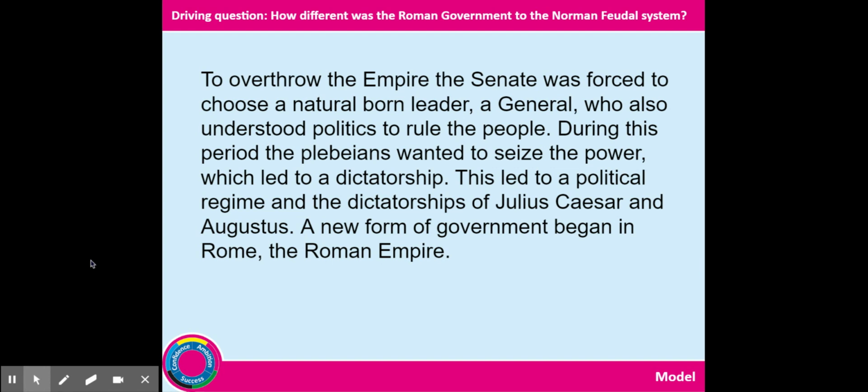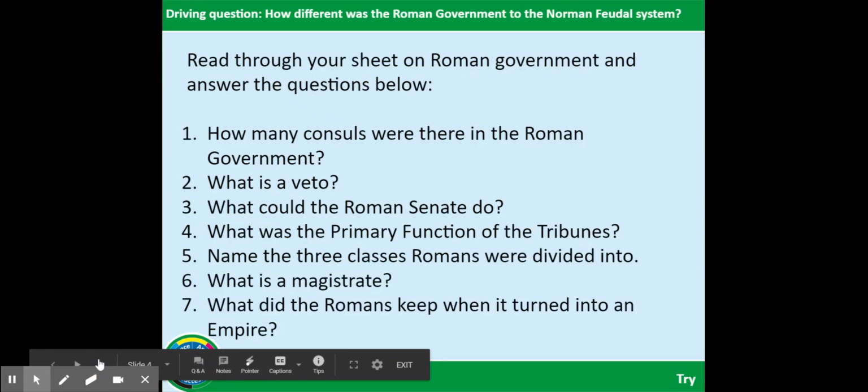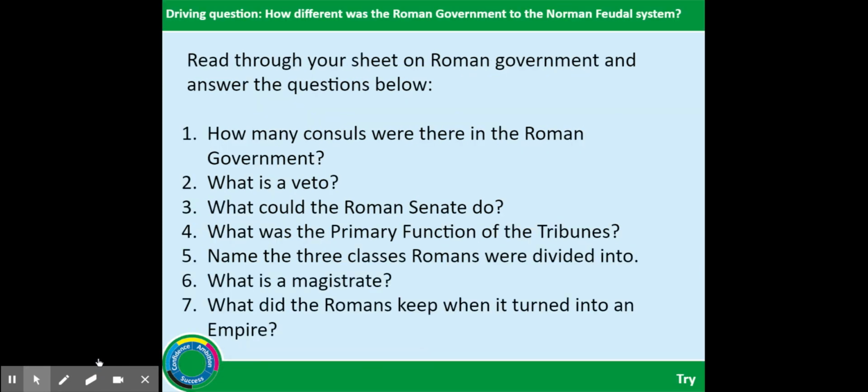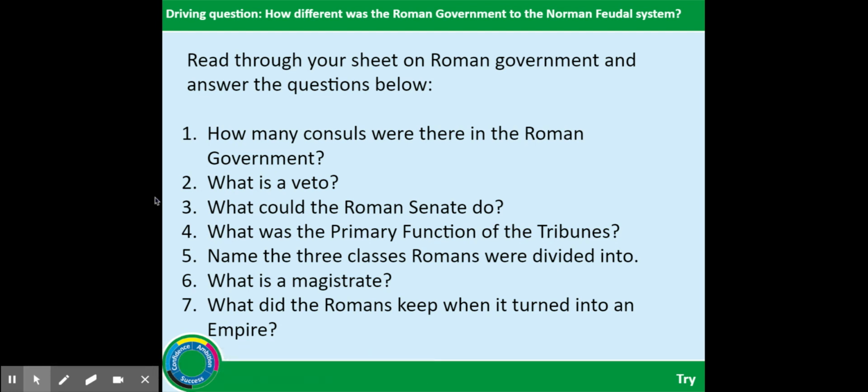Now, in the material resources part of this lesson, there is a Google Slides document on Romans. Read this and then go to the tasks. There you will find Task 1. Task 1 looks like the questions you see here. Answer those questions on the sheet. So read the sheet on resources based on the Romans, then answer the Task 1 questions. Pause the video now.